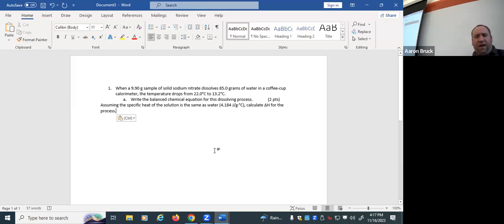When a 9.9 gram sample of solid sodium nitrate dissolves in 85 grams of water in a coffee cup calorimeter, temperature drops from 22 to 13.2 degrees Celsius. Write a balanced equation for the process. And assuming the specific heat of the solution is the same, calculate delta H. Okay, so a couple of things going on here.